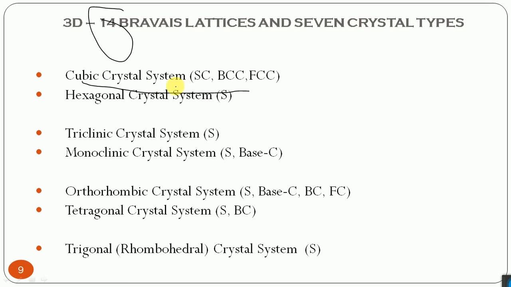3 for the cubic crystal system: simple cube, body centered cube, and face centered. Similarly, for hexagonal, we have only one. For triclinic, we have one. For monoclinic, we have two. Orthorhombic, we have four. For tetragonal, we have two. For trigonal or rhombohedral, we have one type of crystal system.